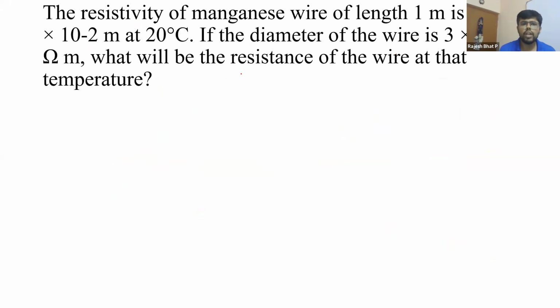Okay. So what do we need to find out? A resistance. So R is equal to rho L by A. It's the equation. What all is given? Length of wire 1 meter. Good. It is already in meter. No need, nothing is required to convert. And rho value is given. See, resistivity of manganese. So how much? 1.84 into 10 power minus 2 ohm meter. Ohm is missing here. It is ohm meter at 20 degrees Celsius.